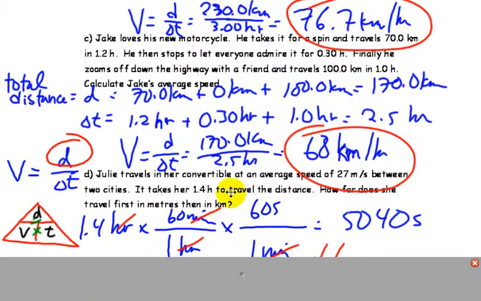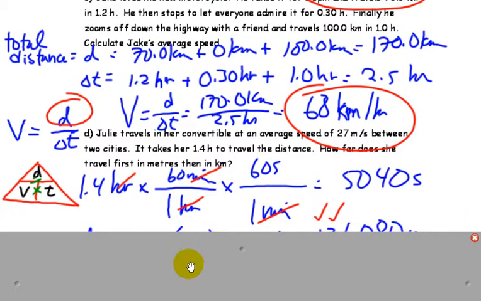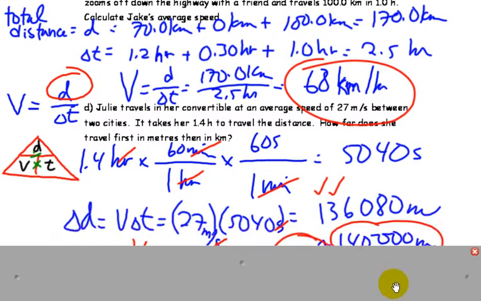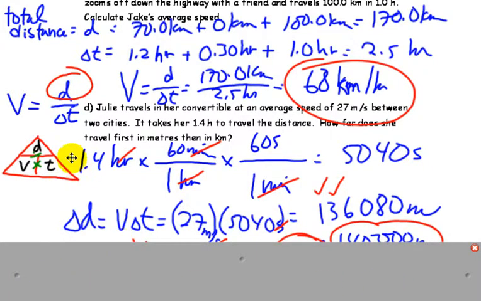Okay, so first of all, we have 27 meters per second. That's the unit I want speed in. We have hours though. We need it to be in seconds if we're using this, because the time has to be equivalent. So you can see here I converted my hours into seconds. 1 hour is 60 minutes, 1 minute is 60 seconds. So you can see my units cancel off here and I'm left with seconds. So that's 5,040 seconds.